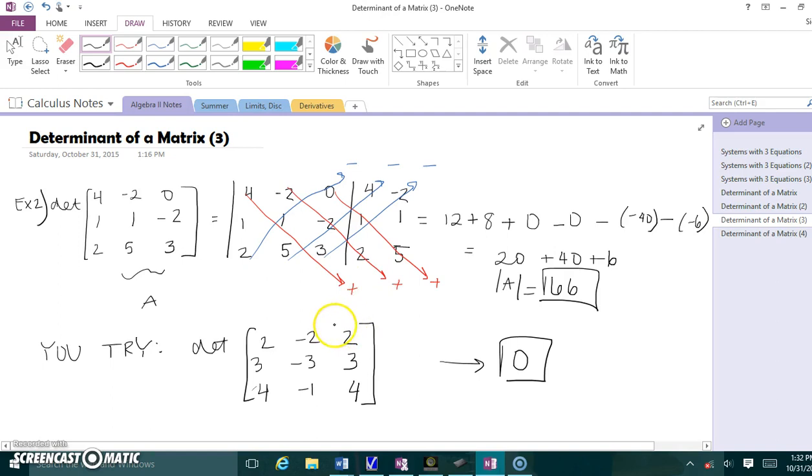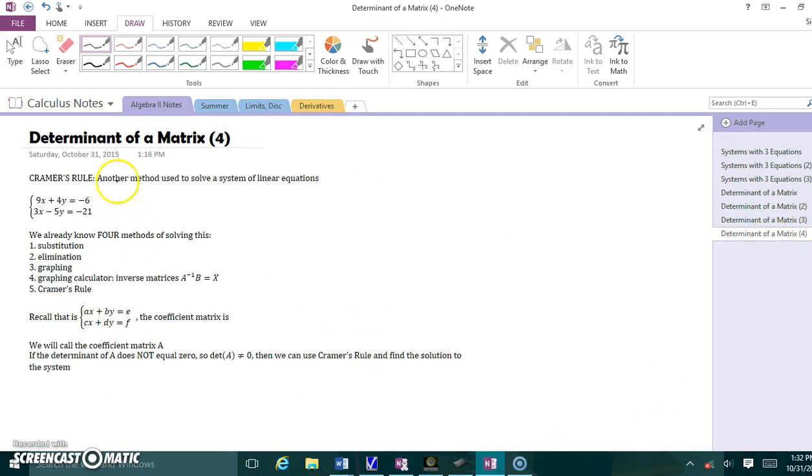Last thing I want you to write down for this video is this screen here. We're going to use determinants. We're not just doing this for the heck of it. We're going to use it for something called Cramer's rule. Cramer's rule is something you've never seen before. You might have seen determinant of a matrix last year with Mr. Jackson. Cramer's rule is new.